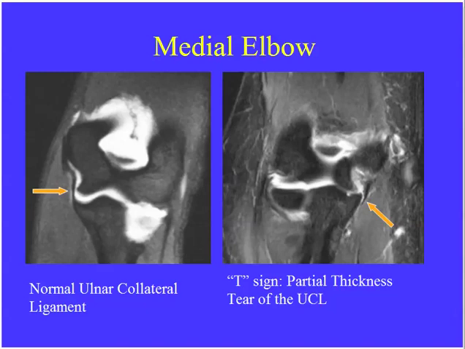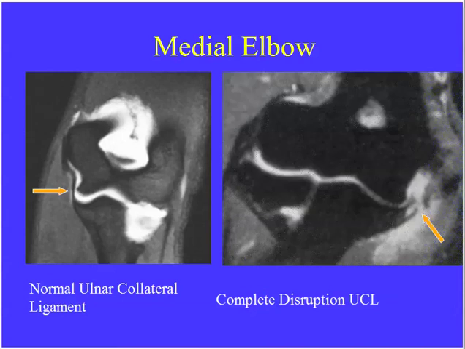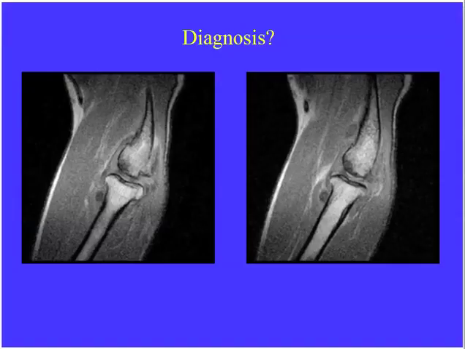ulnar collateral ligament. This ends a lot of professional baseball players' time. If we get a full thickness tear, it's usually right through the mid-substance of the ligament. So full thickness tear is usually mid-substance. Partial thickness tears typically occur at the ulnar attachment site with fluid tracking down. And this is referred to as the T sign because we have fluid coming and then going in both directions here.